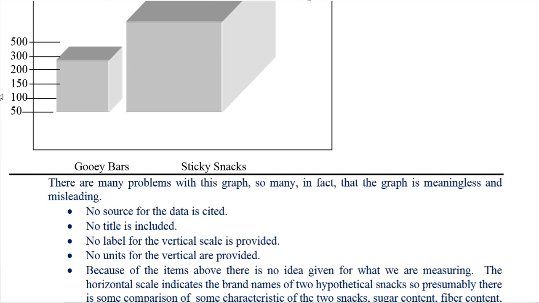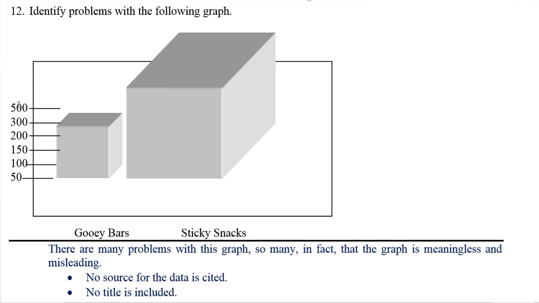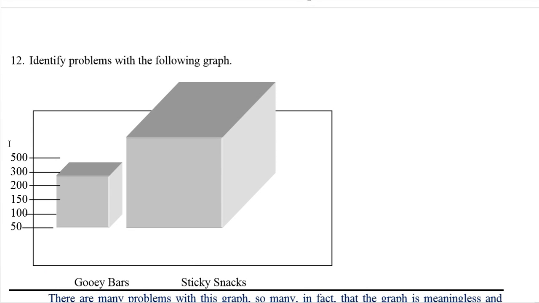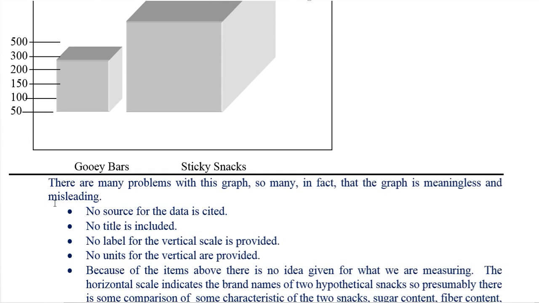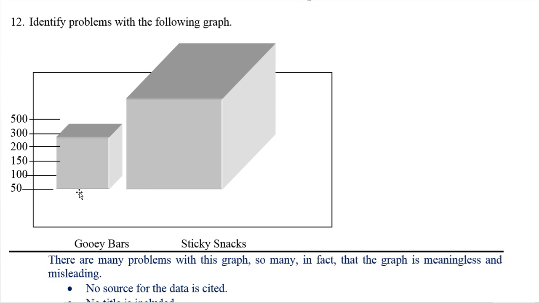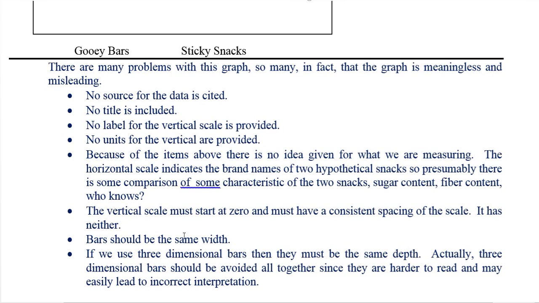Okay? No units. What are the units here? What are we measuring anyway? Gooey bars and sticky snacks. Or is this calories? Is this the size of the serving? Who knows what it is? And what units is it? Is it calories? Is it ounces? We have to have some sort of units with that. And since we didn't start at 0, that's deceiving as well. So there are many, many things here that are wrong.